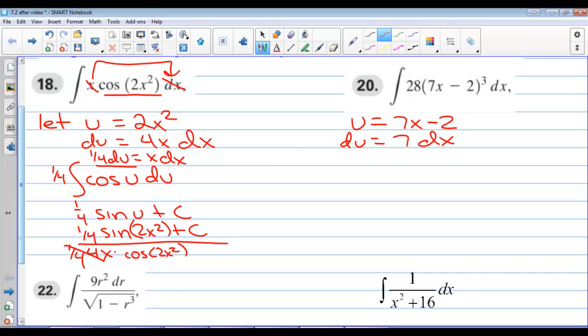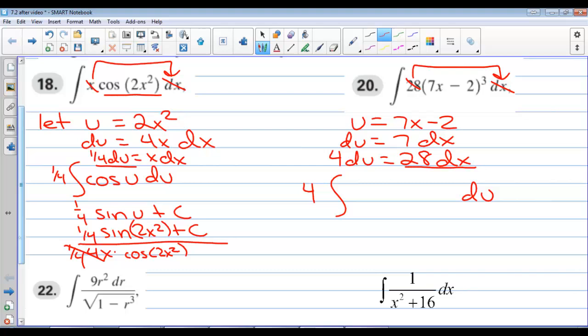Well, I don't have a 7 dx. I got a 28 dx. So 4 du is equal to 28 dx. That's why it's okay to have a multiple of the derivative, because they'll just multiply. Or, if I have to, I can do some division like we did on the one before. 28 dx is replaced by 4 du.